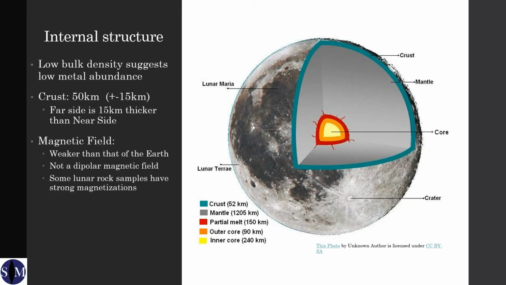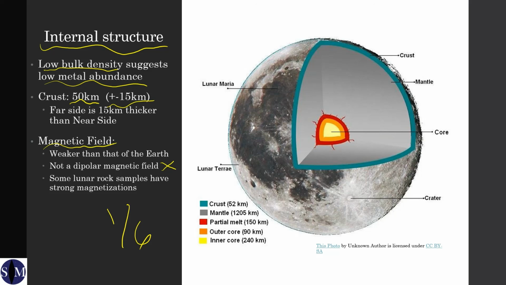Alright, let's wrap up today by talking about the internal structure of the moon. The moon's low bulk density suggests low metal abundance. The crust is estimated to be approximately 50 kilometers thick, plus or minus 15 kilometers, because the far side, which has less lunar maria, is 15 kilometers thicker than the near side. The moon's magnetic field is obviously weaker than that on the Earth, only being approximately 1/6 of that of the Earth's. The lunar magnetic field also isn't a dipolar magnetic field, meaning that it doesn't have two different poles on either end. In fact, the moon doesn't even have a global magnetic field.